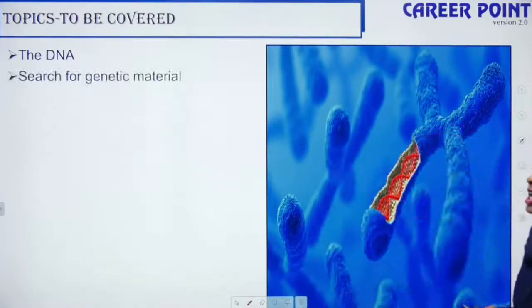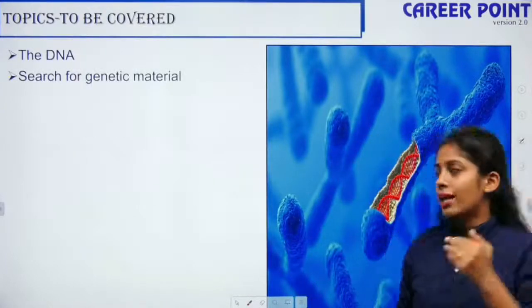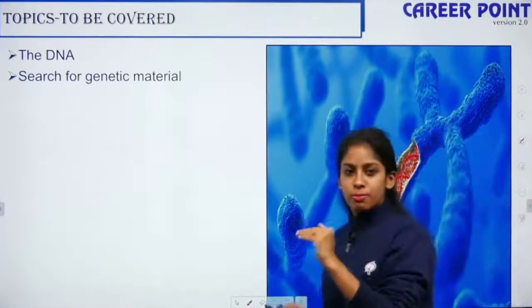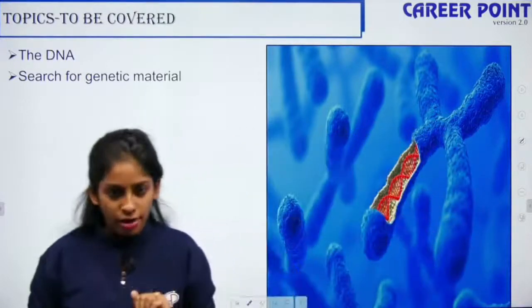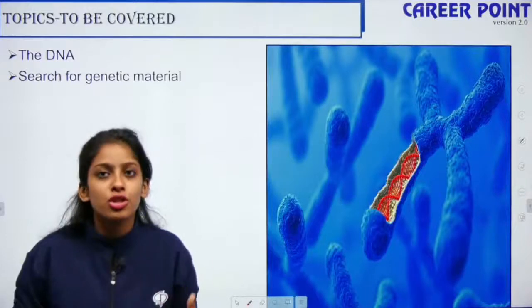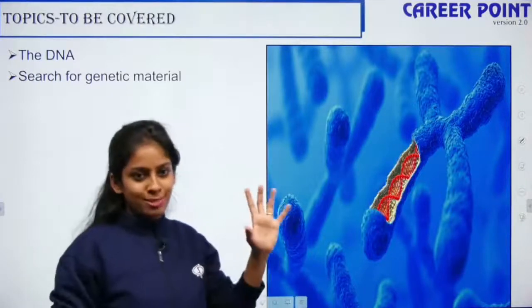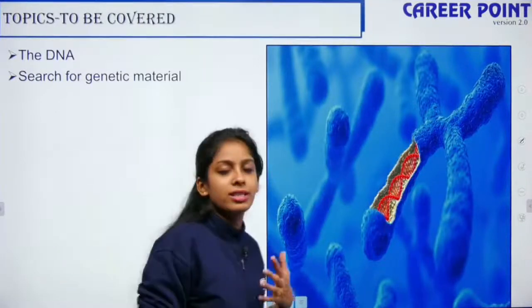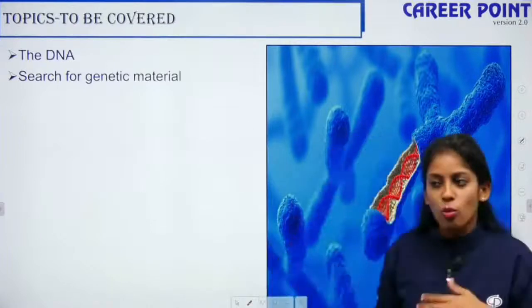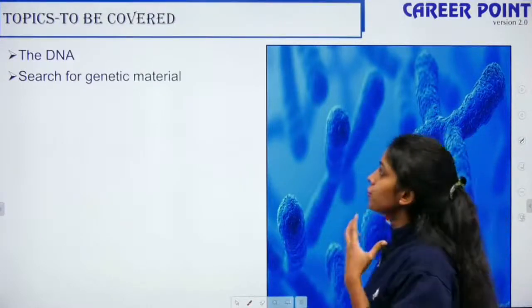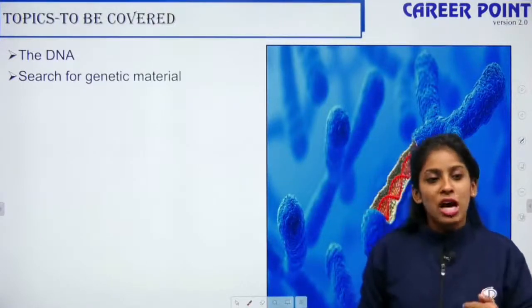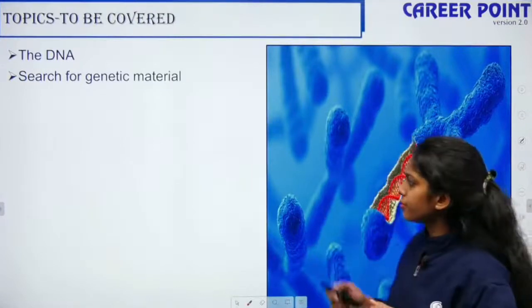Okay, so then search for the genetic material. Well, I told you DNA is a splendid molecule, there is no doubt about it. But how did we come to know that DNA is the splendid molecule? Or how did we find out that DNA is the genetic material, and why not RNA or proteins? So search for the genetic material. So how did we go on, right?